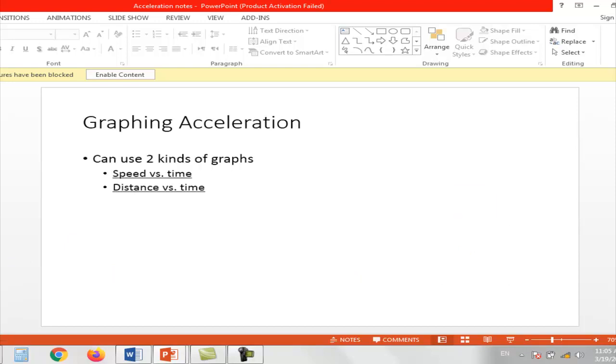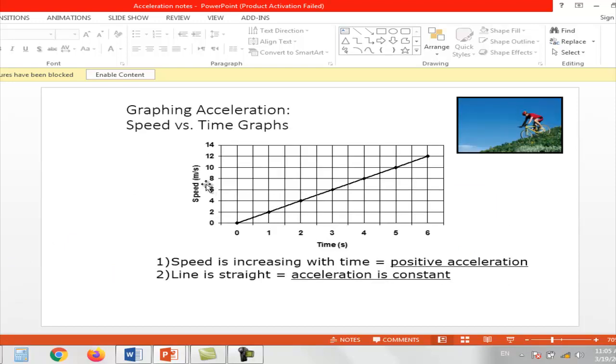How to graph acceleration? By using a speed and time graph. So here, how can I know whether this is a graph for acceleration or speed? We know from the definition that acceleration is the change in speed divided by time. But if here we write distance, it is the change in distance divided by time, so it will be a graph for speed.